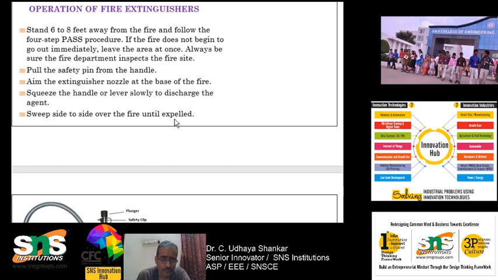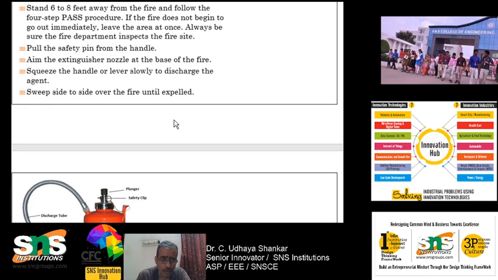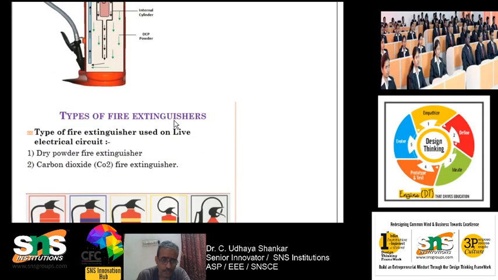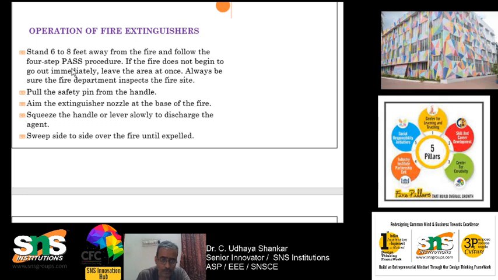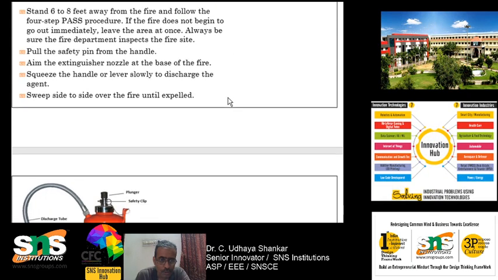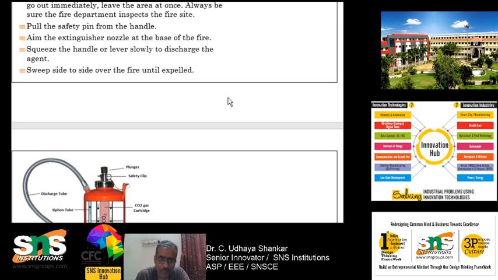Okay, so operation of fire extinguishers. How to operate it? So this is the fire extinguisher. To operate it, we have to stand 6 to 8 feet away from the fire, and we have to follow the 4-step PASS procedure. If the fire does not begin to go out immediately, leave the area at once. Always be sure that the fire department inspects the fire site.